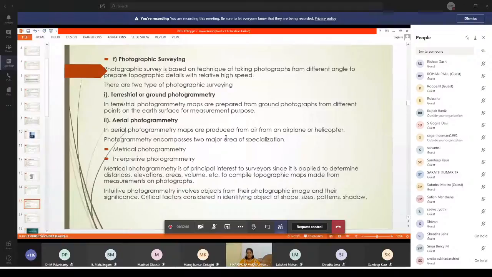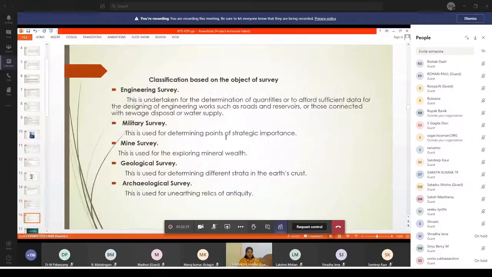Compile topographic maps made from measurements and photographs. Photogrammetry involves identifying objects from their photographic image and significance. Critical factors considered in identifying an object are shape, size, pattern, shadows, etc. And coming to the last one, that is classification based on object of survey.